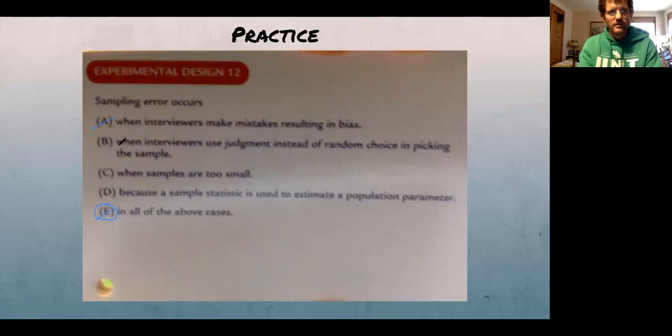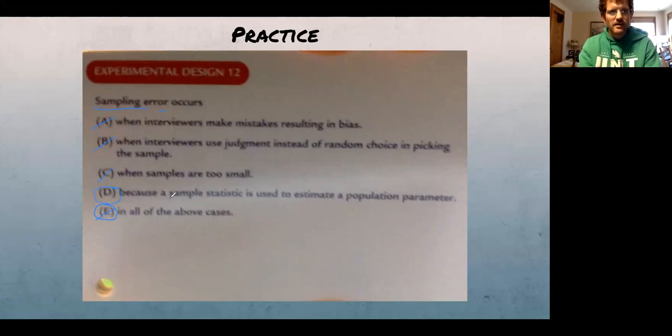Interviewers use judgment instead of random choice in picking the sample. No. Keep in mind, a lot of you are thinking that sampling error is bias, and it's not. Bias can happen when this happens, when this happens, or when samples are too small, you can have bias, or just inaccurate results at least. And it's this one, D.